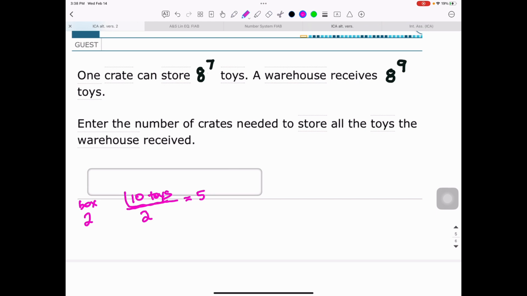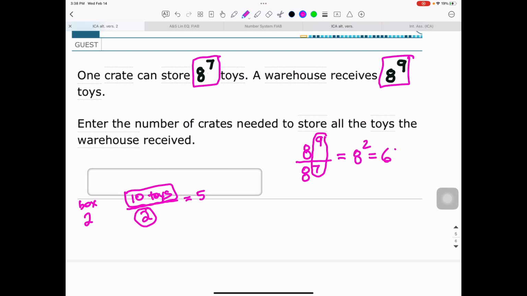So you take your toys and you divide by how many your boxes can hold, and that's how many boxes you need. So let's see, how many toys do I have? I have 8 to the 9th power toys. And I'm going to divide by how much a box holds, which is 8 to the 7th. And this is division, so 1 less than division is subtraction. This is 8 to the 2nd power, which is 8 times 8, which is 64 boxes. I'm going to need 64 boxes.